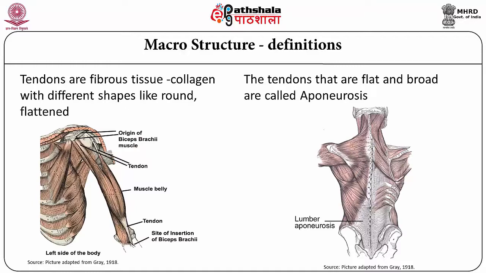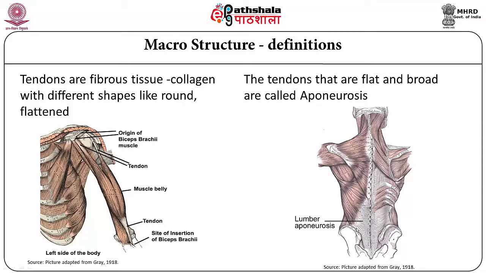Let us have a look at tendons. The tendons are actually fibrous tissue. They are collagen and have different shapes. They can be round, rope-like structures, or they can be flat. And sometimes the tendons are flat and broad. In those cases, it is called aponeurosis.